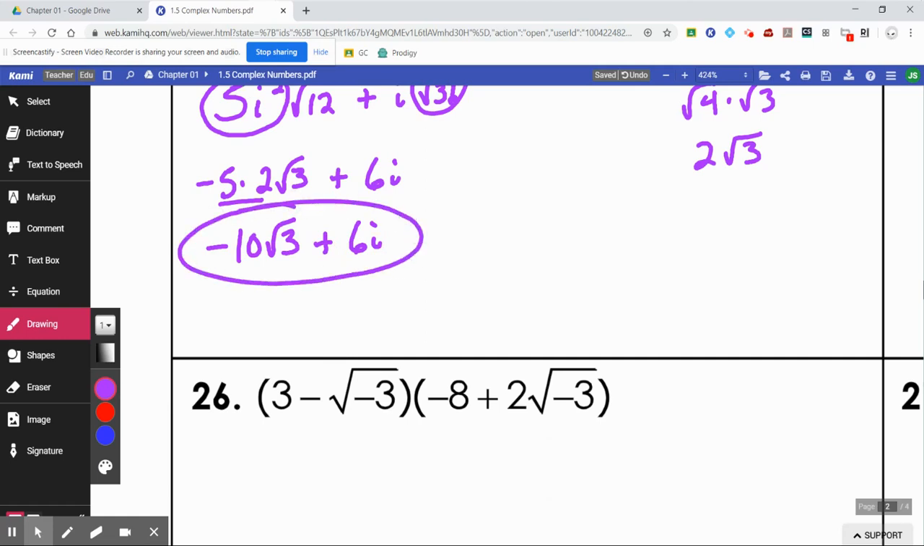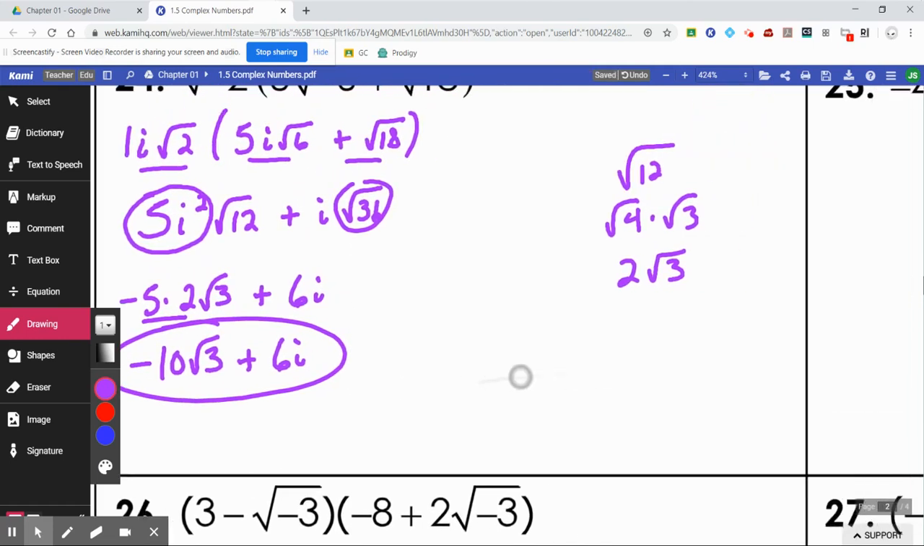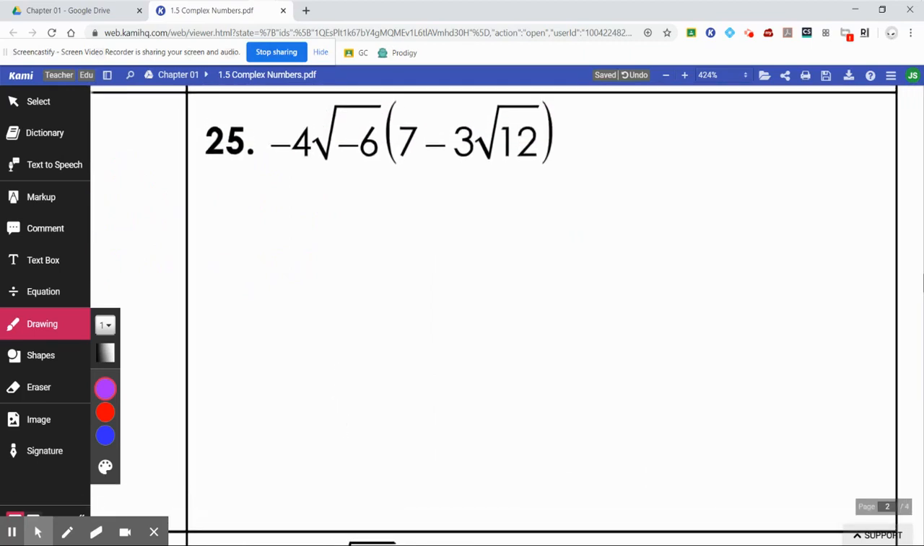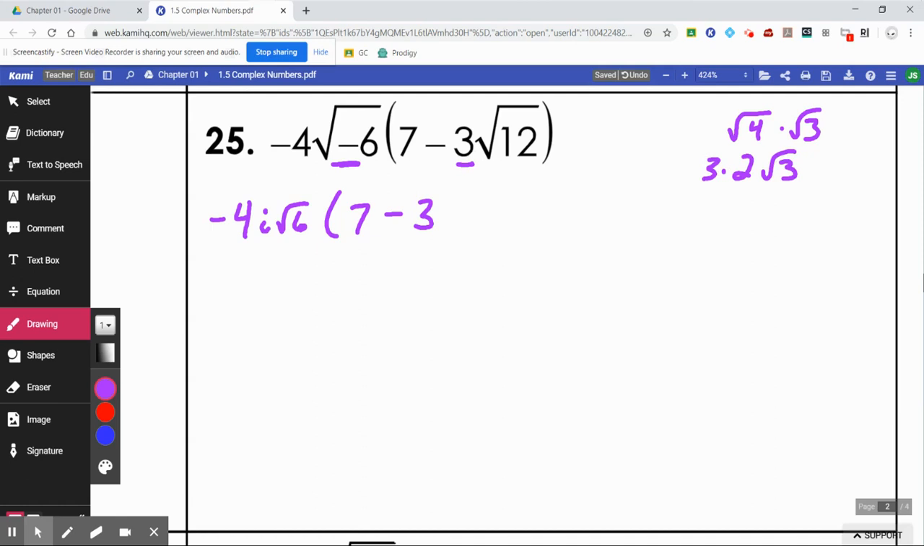And that is in a plus bi form, because negative 10 root 3 is real. That would be your a part. Negative 4 times the square root of negative 6. That'd be negative 4 times, split this into the square root of negative 1 times the square root of 6. And then in parentheses, you have 7 minus 3 root 12. Let's clean that up. Root 4 times root 3 is root 12, so that'd be 2 root 3. So this would be 3 times 2 root 3, which would be 6 root 3.